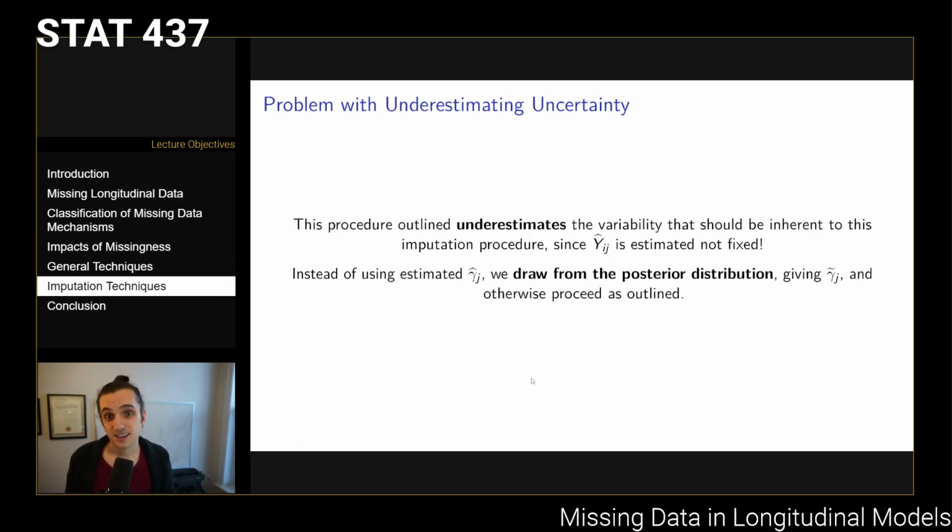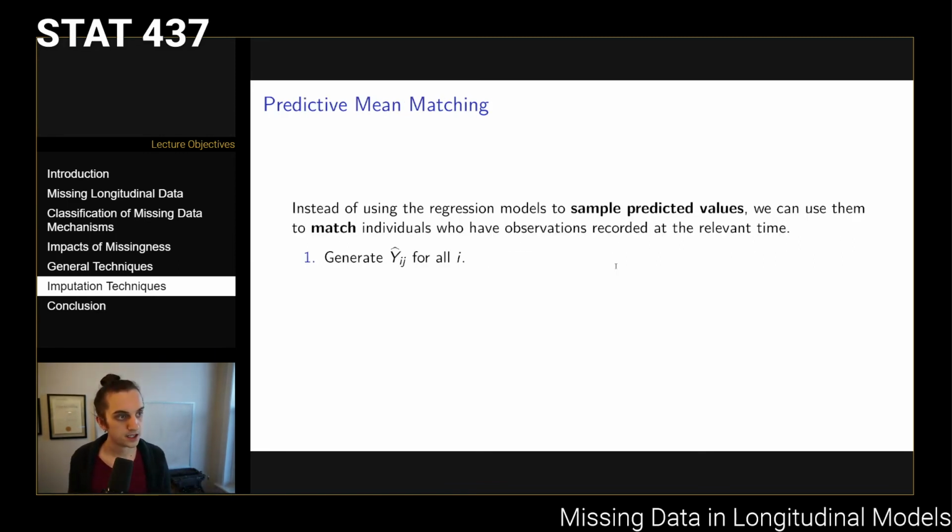In practice, this requires some Bayesian understanding, but the idea is that by sampling the coefficients to be random and then sampling from the distribution for our yi hats, we're correctly accounting for all of the variance that's there.